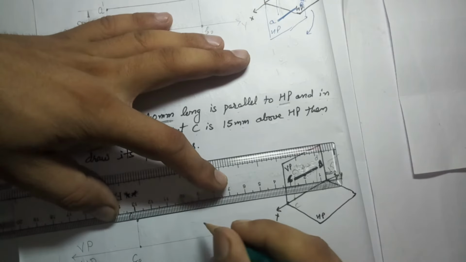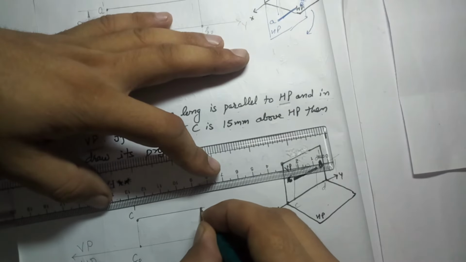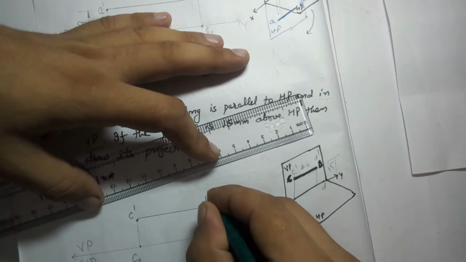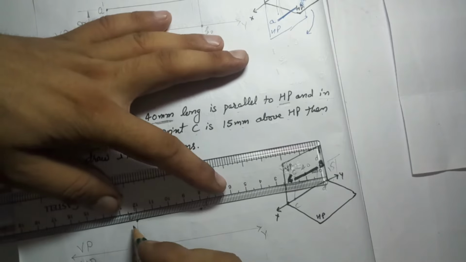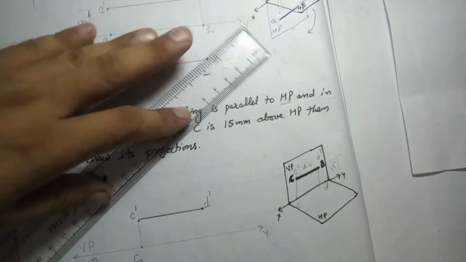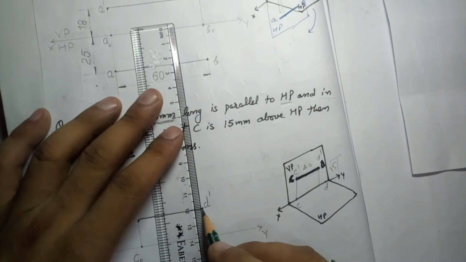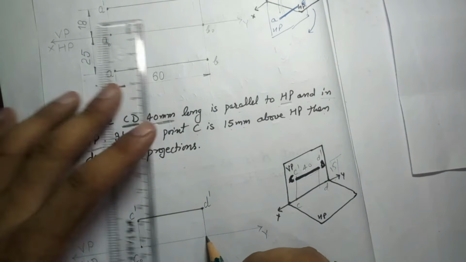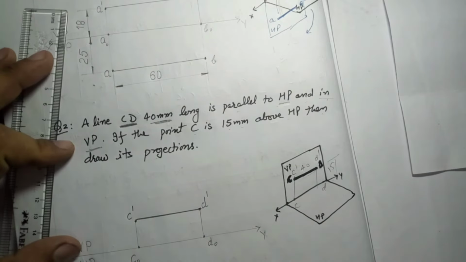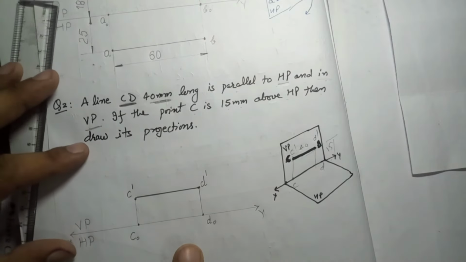Again hold the pencil vertical, so this is the point D dash. Right, now we will drop it on the XY line, the projection line. So this is the point D naught.